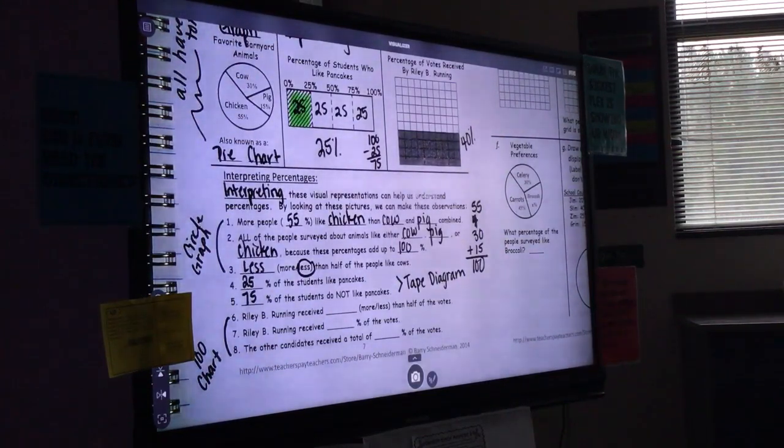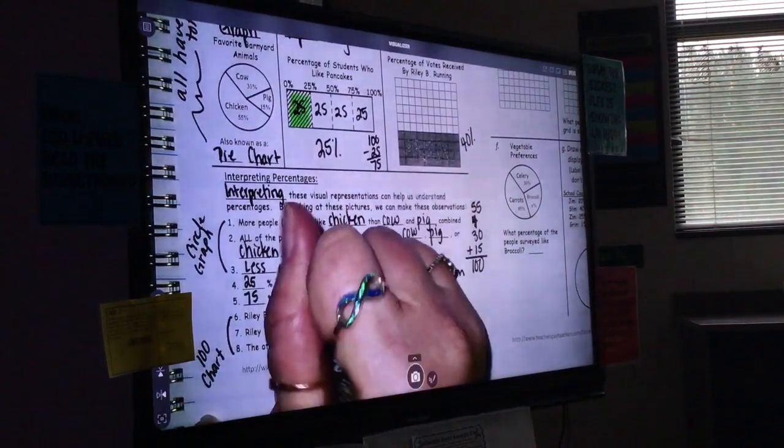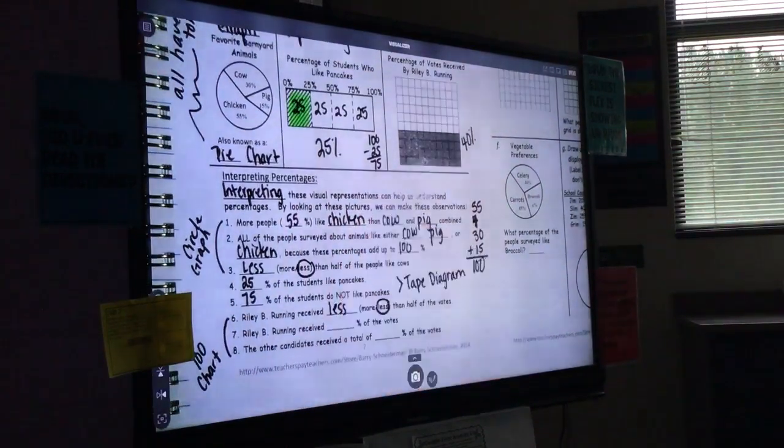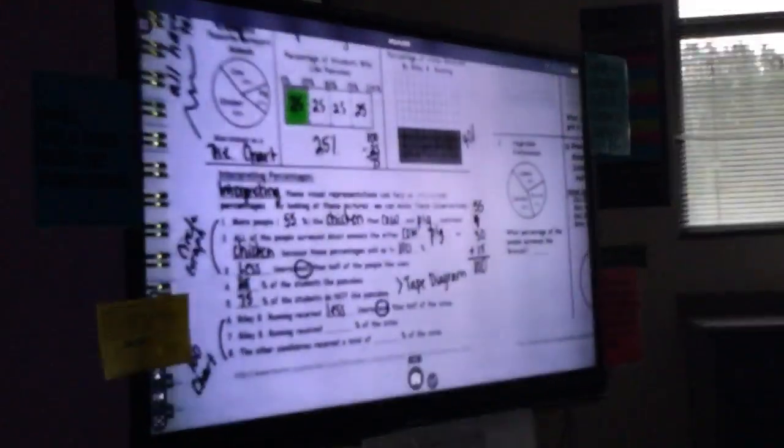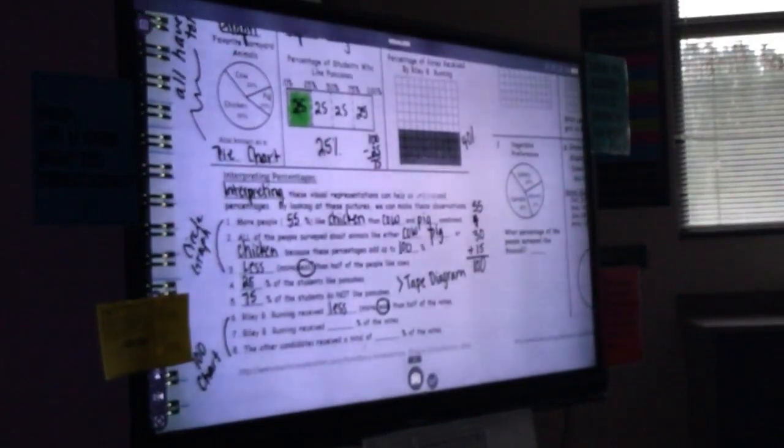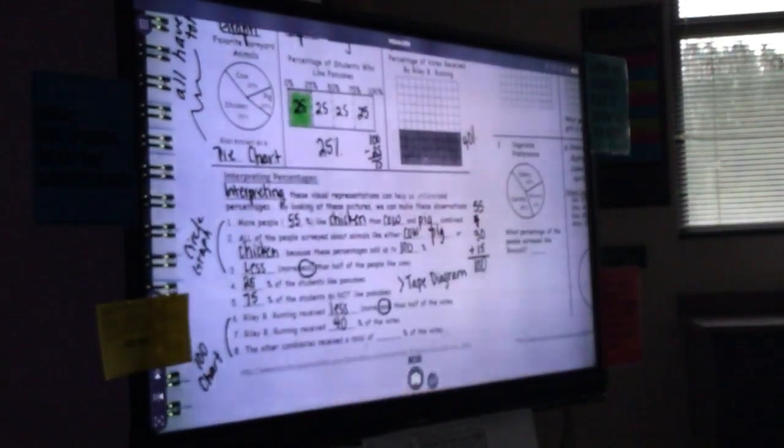Christian, what did you guys write for 6? It says Riley B. running received blank, more or less than half of the votes. How do you know? Say it one more time. Gabe, what kind of percentage of agreement are you with Christian's explanation? All right, Gabe, Riley B. running received blank percent of the votes. 40%. And the last one, the other candidates received a total of blank percent of the votes.